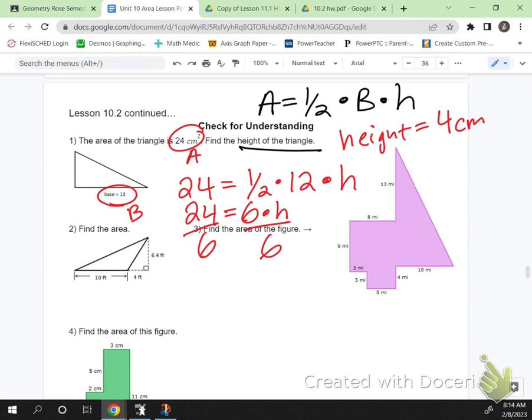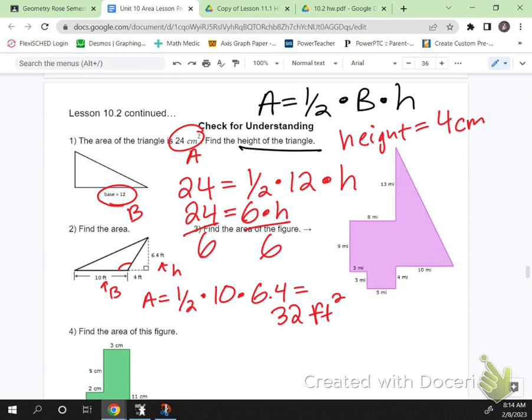Let's do number 2. It's an obtuse triangle. Which one's the height and which one's the base? The 10 is the base, the height is 6.4. Do I need this extra 4? No, it's a distractor. Do not use that. It's not part of this triangle. So now we're just going to do 1/2 times 10 times 6.4. We're doing that in our calculator, please.